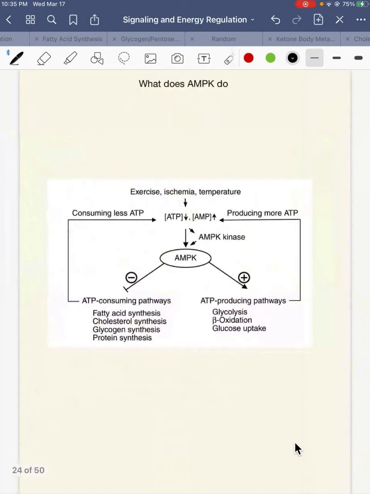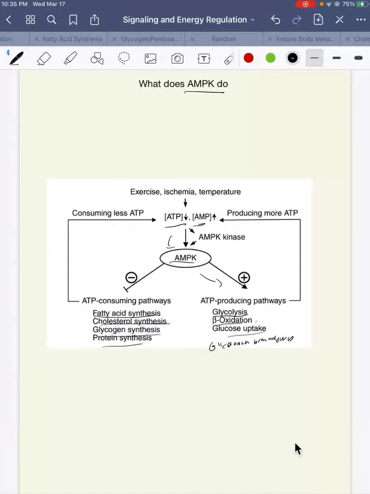Okay. So what does AMPK do? Basically it's activated by AMP, so low energy, and it's inhibited by ATP, high energy. AMPK then activates ATP producing pathways, so AMPK will probably activate glycolysis, beta oxidation, and glucose uptake. I don't think they have it here, but glycogen breakdown as well. We just want energy somehow. We'll also inhibit ATP consuming pathways, so we'll inhibit fatty acid synthesis, cholesterol synthesis, glycogen synthesis, and protein synthesis. All the stuff that requires ATP.